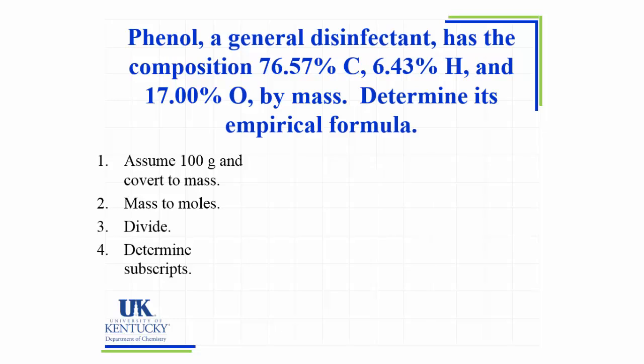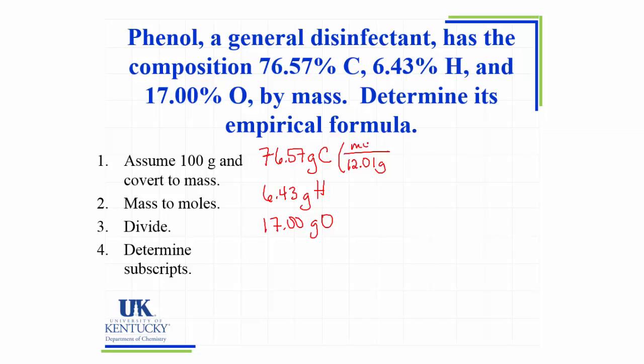So we can say that we have 76.57 grams of carbon, 6.43 grams of hydrogen, and 17.00 grams of oxygen. Now that we have these in terms of grams, we can use the molar mass of each of these elements to find the moles of each.